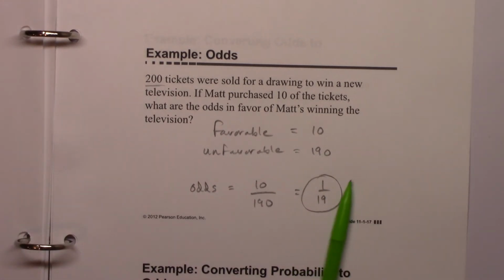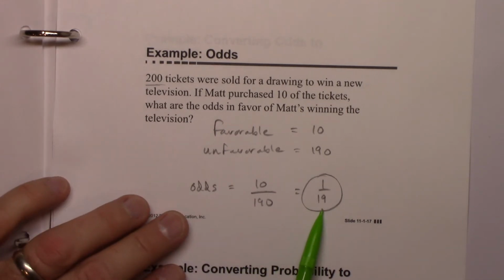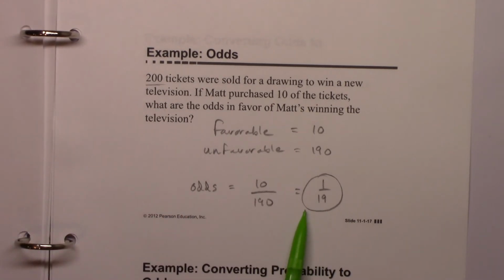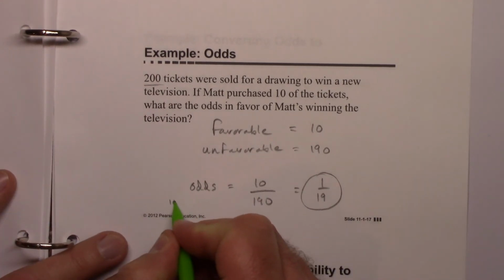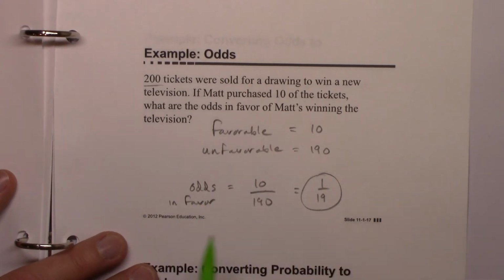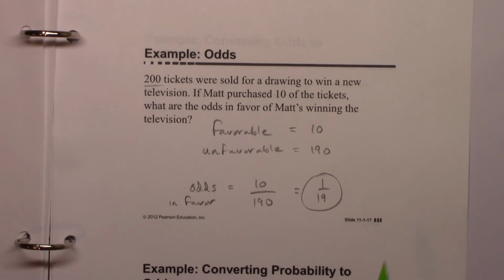A lot of times in real life when people talk about odds, they'll actually talk about the odds against, the odds, like in this case, of not winning. So you might see something in real life and they'll say, oh, well, the odds of that are 19 to 1. Well, that's actually the odds against a favorable outcome. These are the odds in favor of winning the television. 1 to 19 are the odds. That's not a probability. These are the odds.